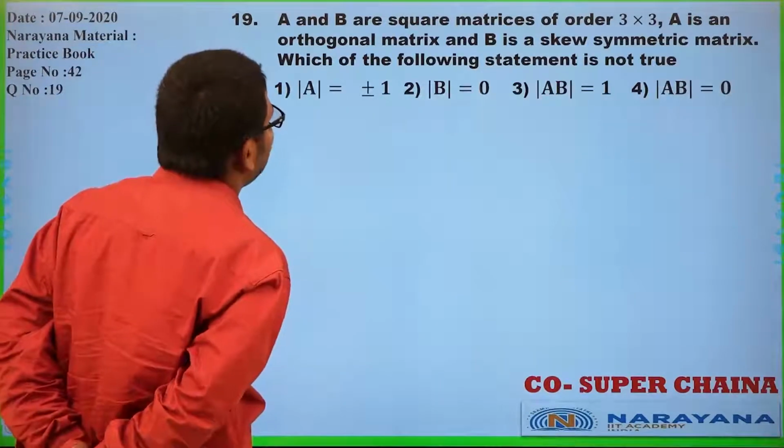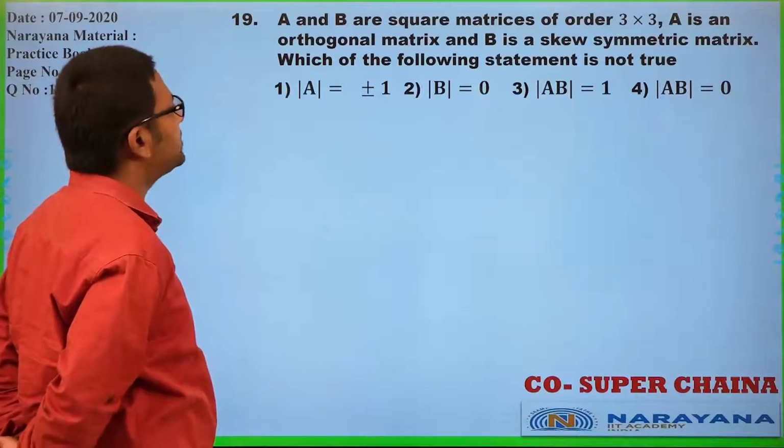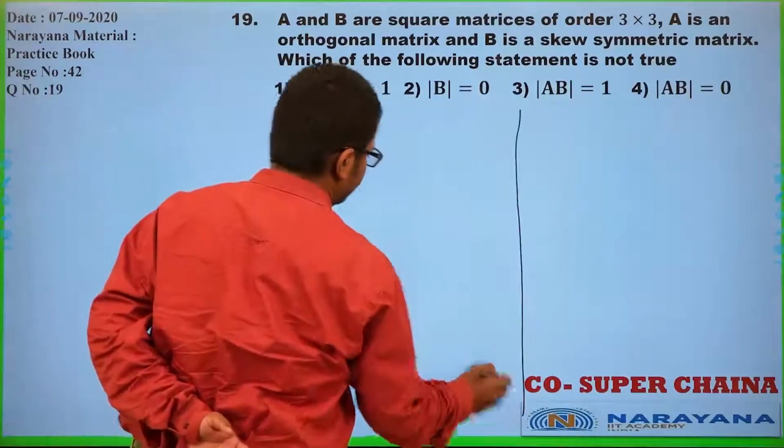A and B are square matrices of order 3 cross 3. A is an orthogonal matrix and B is a skew symmetric matrix. Which of the following is not true?